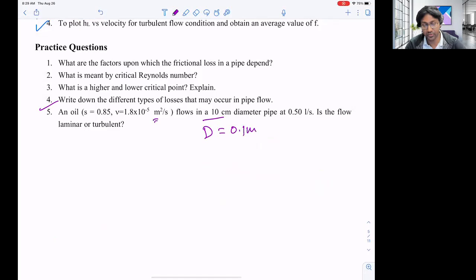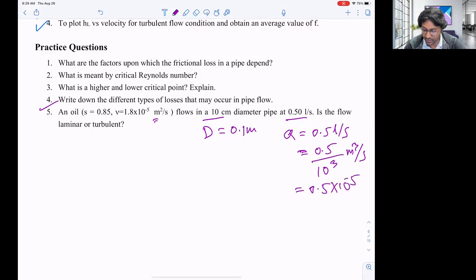It is in meter square, so I'm calculating in terms of meter. And the Q is in 0.5 liter per second. From liter to meter, if you want to convert, 1000 liter is equal to 1 meter cube. So you have to divide this by 1000, then you will have meter cube per second. So 0.5 into 10 to the power minus 3 will be the value.